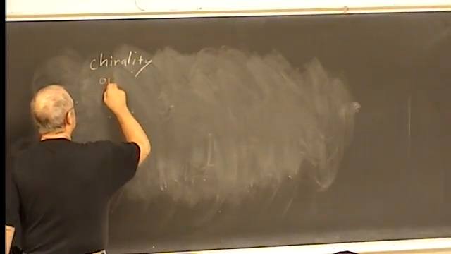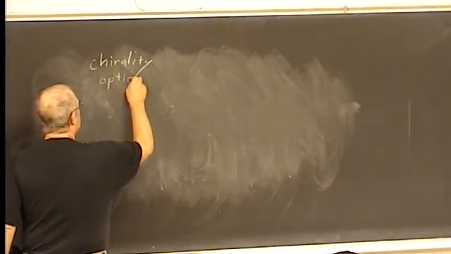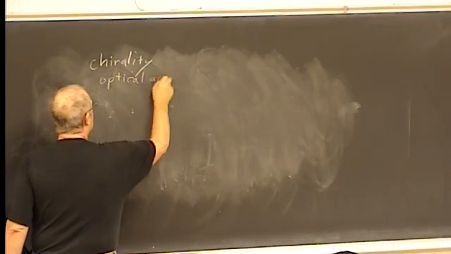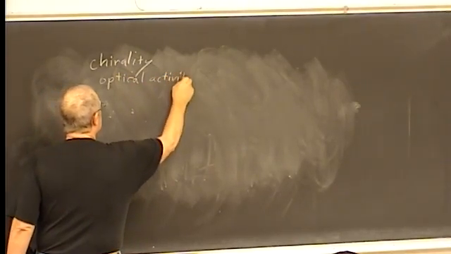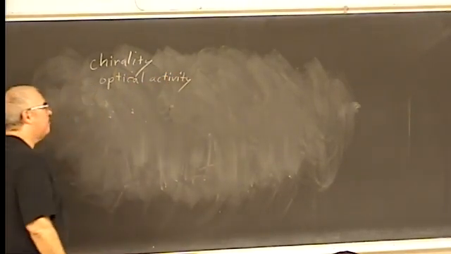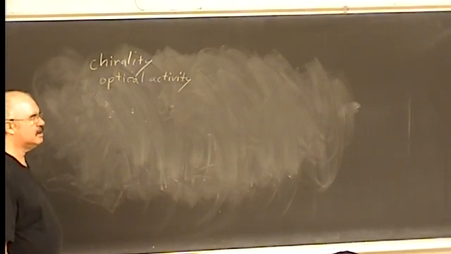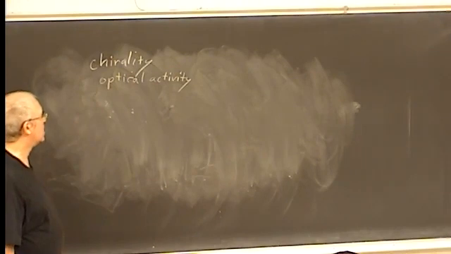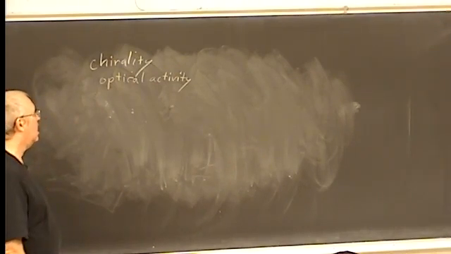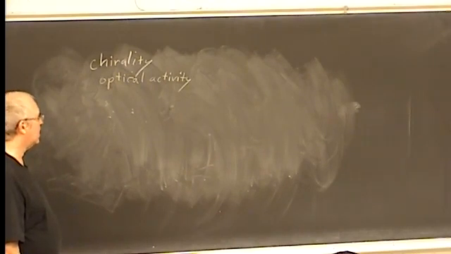Chirality and optical activity go together. Chirality represents the structure. Optical activity is a property we measure in the laboratory. And as far as we know, there's an exact correspondence between chirality and optical activity. And everything that is not chiral is not optically active.